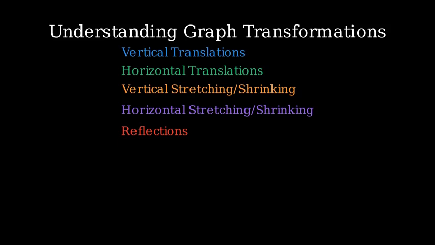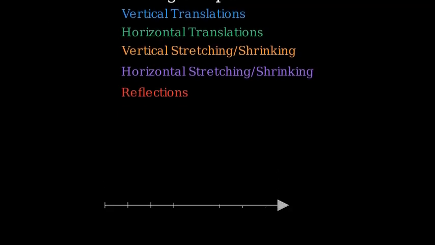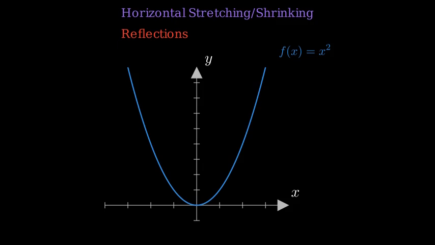Let's start with a parent function, y equals f of x. This will be our reference function to understand all transformations. For our example, we'll use a simple parabola, y equals x squared, as our parent function.